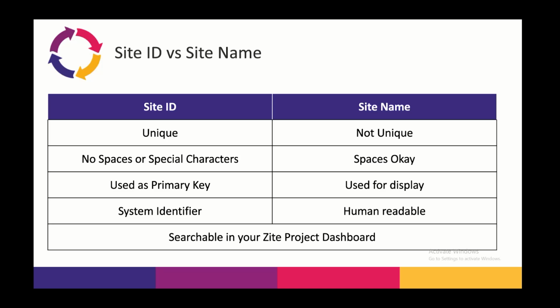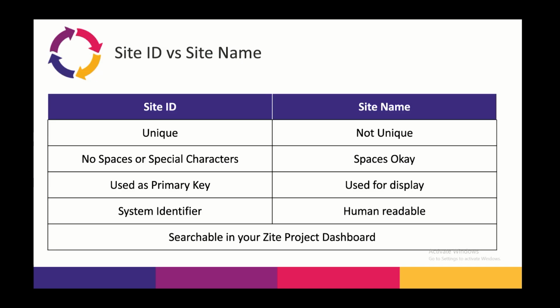Okay, so site ID versus site name. Those were the first 2 data fields that you saw when creating a site. They're both mandatory, and they're both very important to include in your projects. Some key differences here, though. A site ID should be unique, and it's essentially a primary key. What we mean by a primary key is that it's a database, a system identifier. That means it should be readable by machines, so it can help us with bulk uploads, bulk operations, essentially.